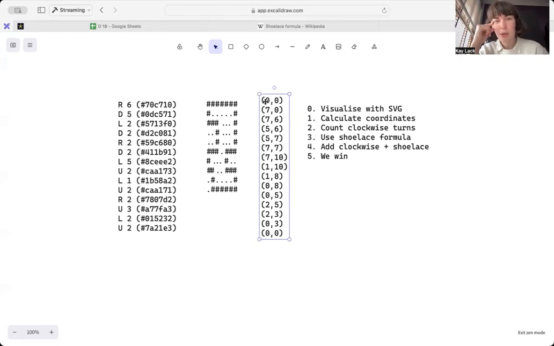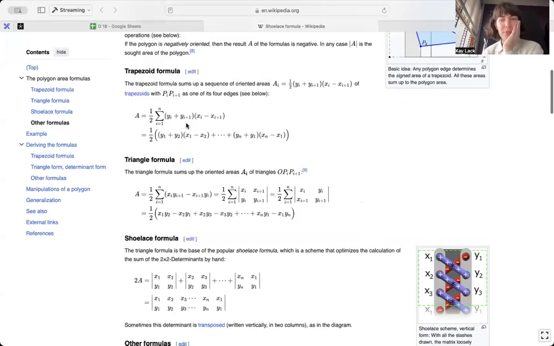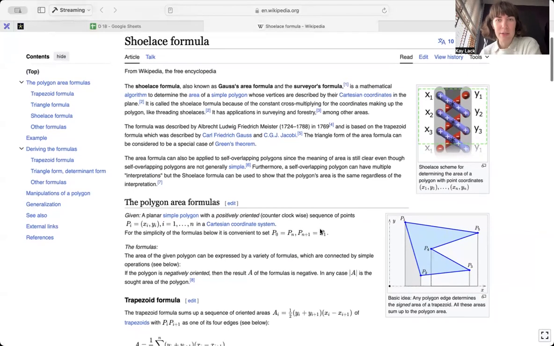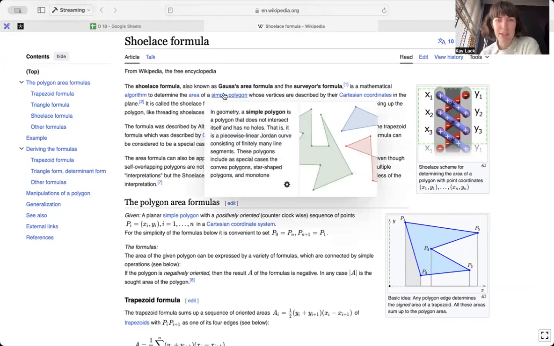Second, if we find the points on the outside of this trench, which we can do, I believe, then we can use something that came up in the earlier challenges, the shoelace formula, which allows us to find the area bounded by any simple polygon. So what is a simple polygon? Does not intersect itself and has no holes. So we've got to work out if it does not intersect itself and whether it has any holes or not.